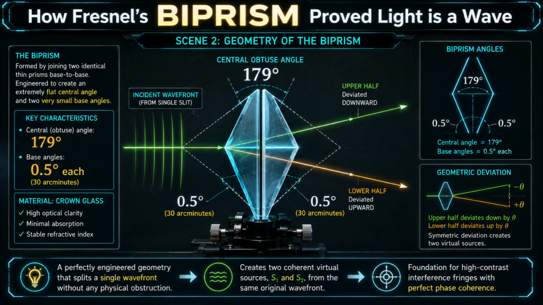a single degree. When our primary light wavefront hits this flat double wedge, the upper half undergoes a slight downward deviation, while the lower half undergoes an identical upward deviation. This subtle geometric bending is the precise mechanism that splits our single wavefront, laying the foundation for our coherent optical field without any physical boundary obstruction.